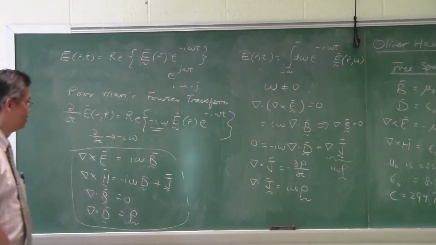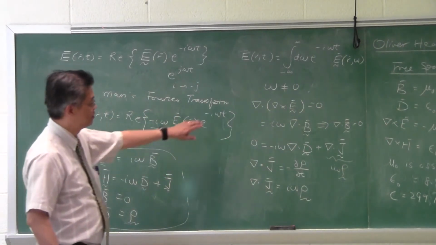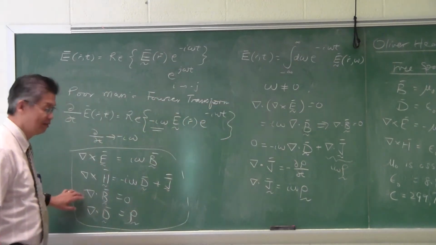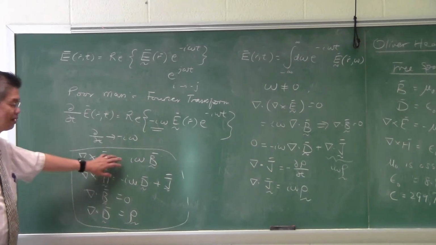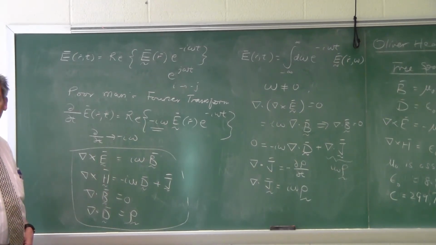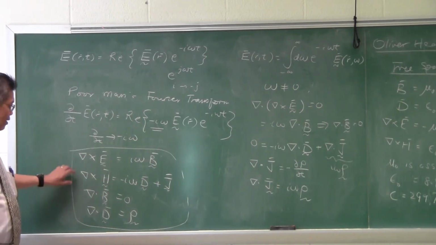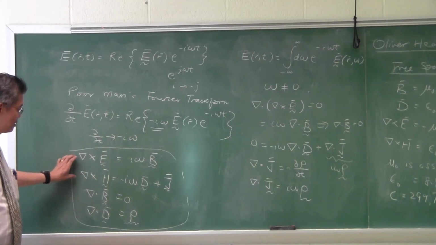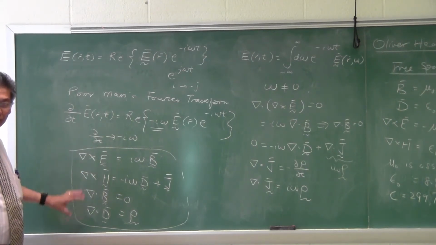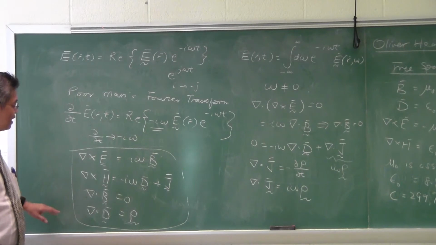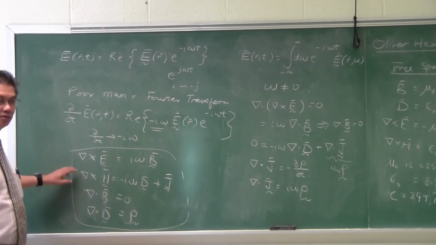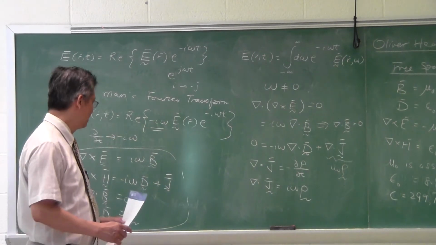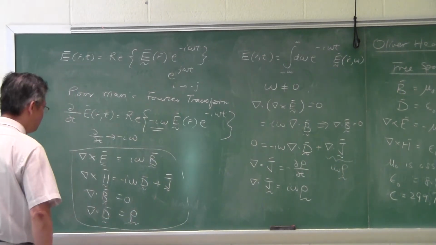So if omega is not equal to 0, we don't need the two last equations. You only need the two last equations when omega is identically equal to 0. So in electrostatics and magnetostatics, we need to solve all the four equations. But in electrodynamics, we need only to solve the first two equations. They are sufficient. Okay?